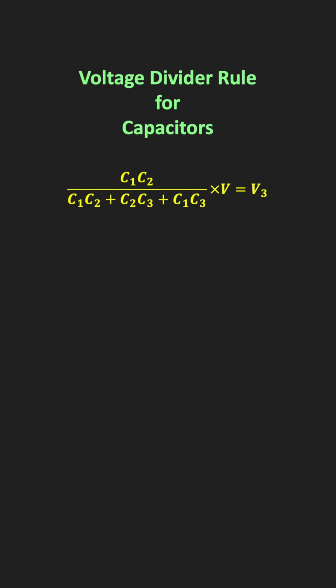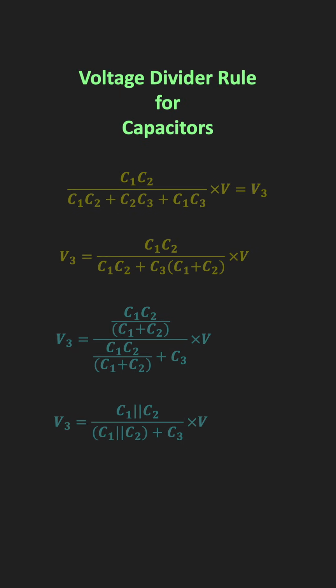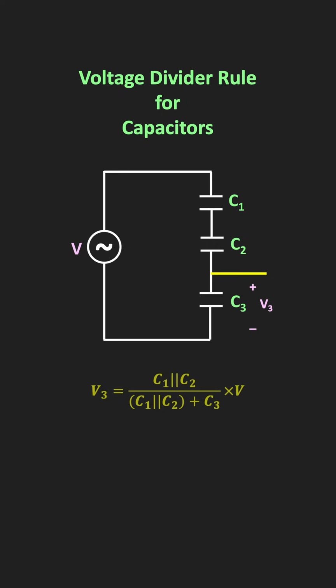In the denominator, if we take C3 outside, it can be written like this. Further, if we divide both numerator and denominator by C1 plus C2, then the voltage V3 is equal to C1 C2 divided by C1 plus C2 in the numerator, and in the denominator we have C1 C2 divided by C1 plus C2, plus C3. So that is equal to C1 parallel C2 divided by C1 parallel C2 plus C3, times V volt, and that is the voltage across the capacitor C3.